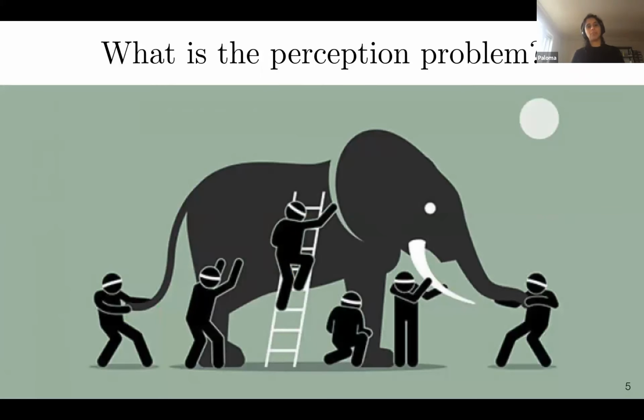So let's take a step back and think generally about the perception problem. I like to think of this ancient parable that summarizes essentially the essence of perception. It's a story of an elephant and a group of blindfolded people trying to make sense of what they are perceiving.